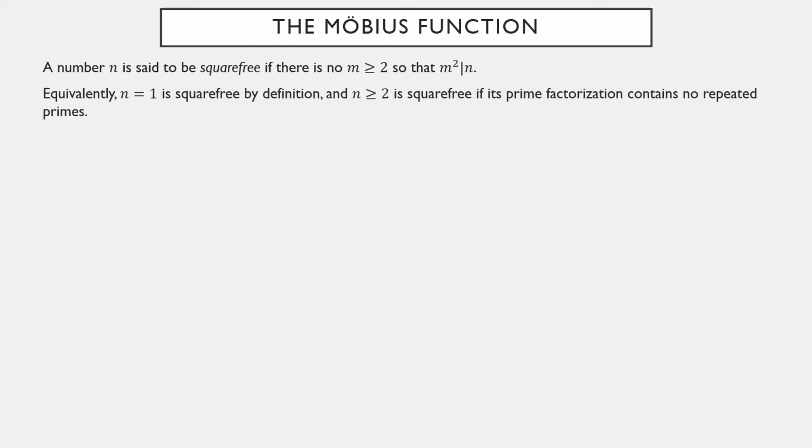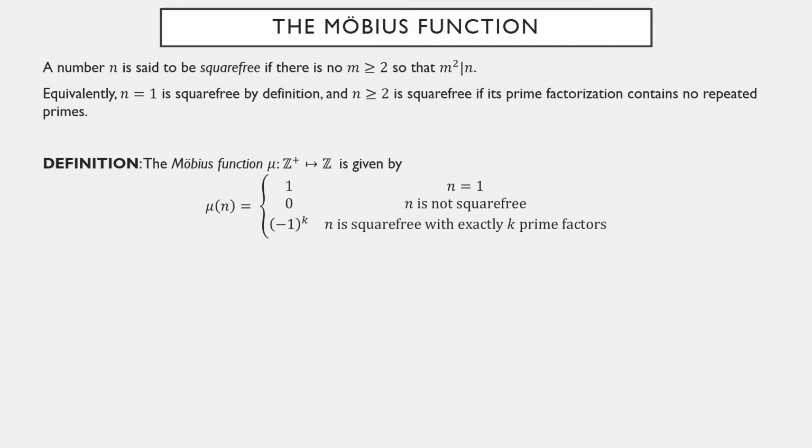So n equals 1 is square-free essentially by definition. It has no positive factors larger than itself. And any n larger than or equal to 2 is square-free if its prime factorization contains no repeated primes. So then the Möbius function, whose domain is the positive integers and whose codomain is any integer, is given by the following formula. If you plug in n equals 1, you get out 1.